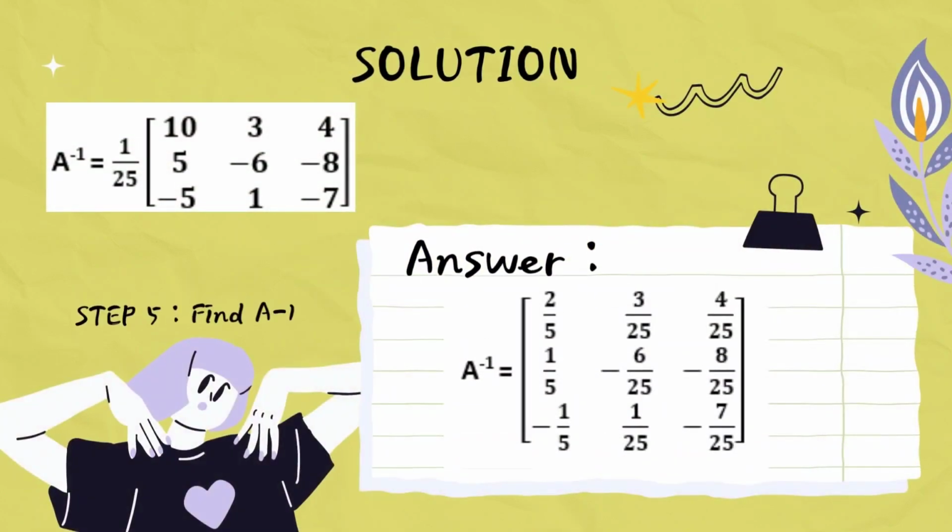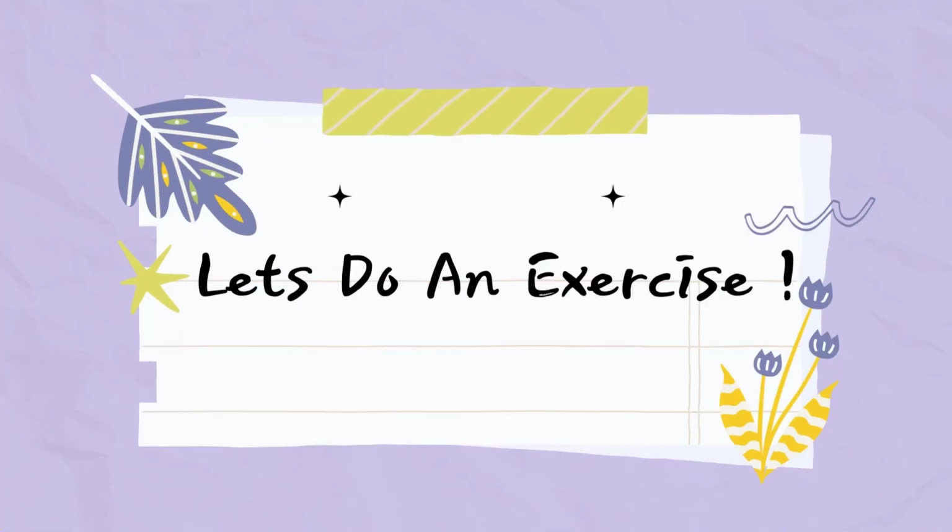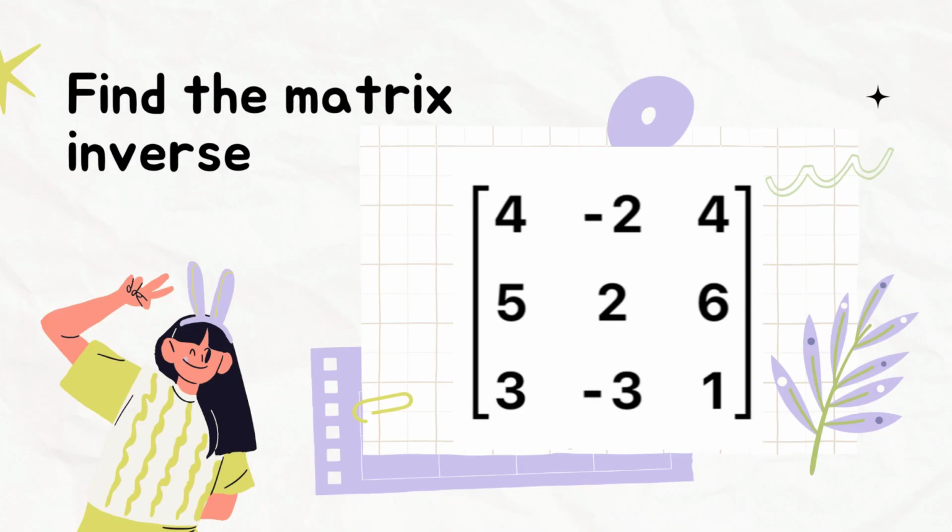The last step, which is step 5, is to find A inverse. To find A inverse, you have to use the formula 1 over determinant A multiplied with adjoint A. You have to do a multiplication to find the final answer for A inverse. So let's do the exercise to find the matrix inverse that has been given in the slide.